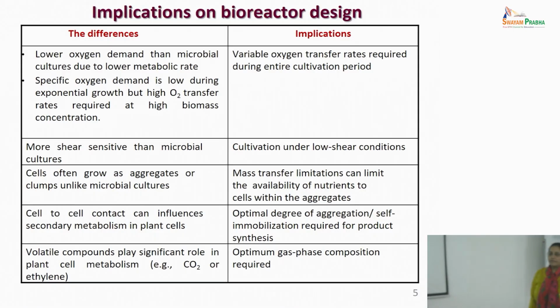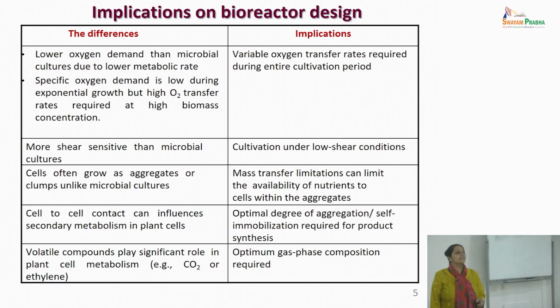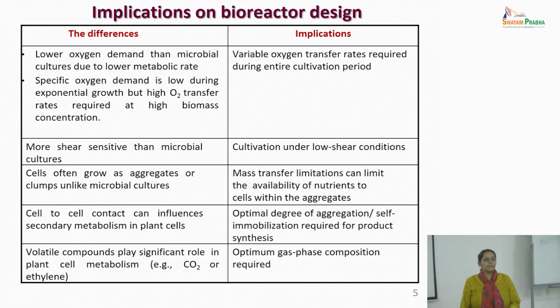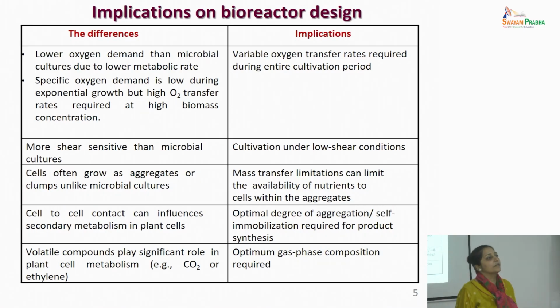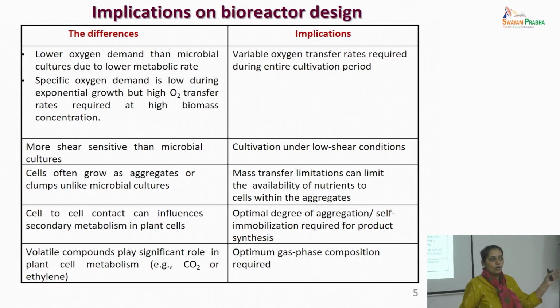Plant cells are more shear sensitive than microbial cells, so cultivation has to be done in relatively lower shear conditions. If you look at microbial fermenters, the most common type of impeller you will come across is the Rushton turbine, because the requirements are mixing. A large amount of shear force is generated, there's good dispersion of the bubbles, aeration requirements are met, and there's a good throw till the end, so there is a good chance that there will be fewer dead zones.